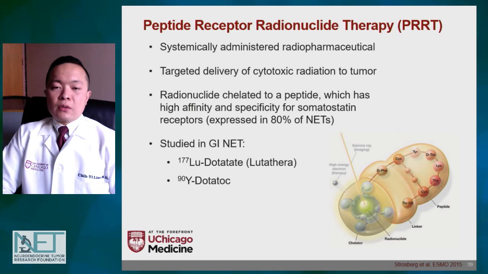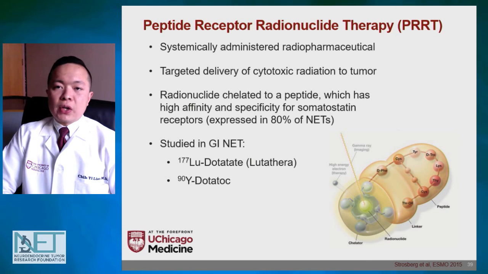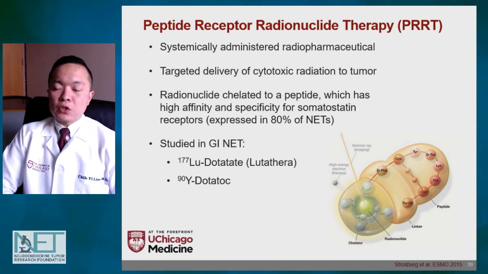And we have a treatment modality called peptide receptor radionuclide therapy, or PRRT, which is a systemically delivered radioactive drug. And it takes advantage of the fact that most of these neuroendocrine tumor cells express the somatostatin receptor. So the drug binds to the somatostatin receptor and delivers a radioactive compound with it. So one example is lutetium dotatate, or Lutathera, which is the PRRT drug that is currently FDA approved in the US right now.